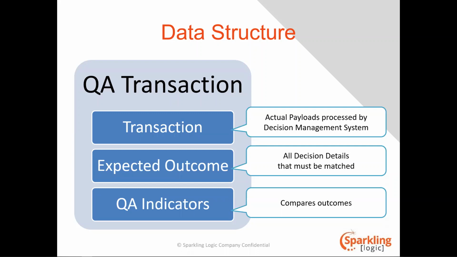So we really need to know what are all the decision details that need to be matched in order to state that your business rules are proper. And a QA indicator section, and the naming can be whatever you want, but a section where you can keep track of what is matching, what is not matching, and maybe a little bit more.